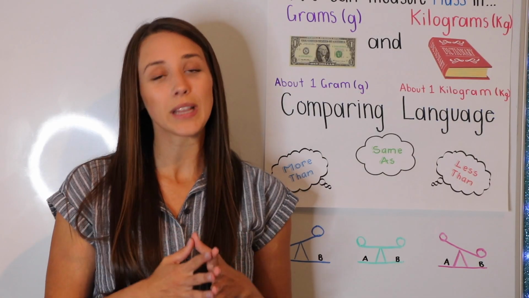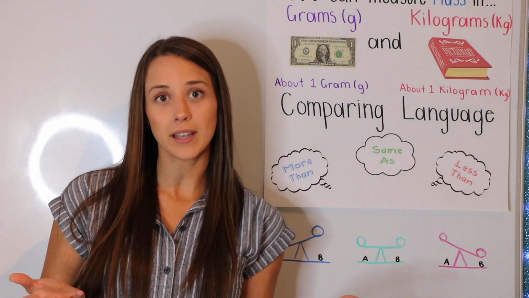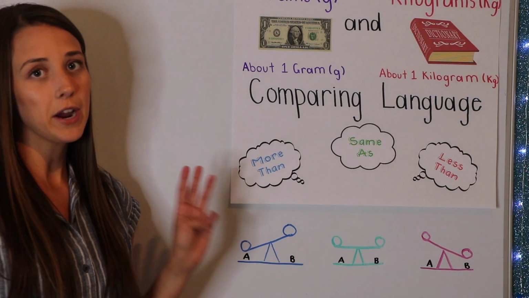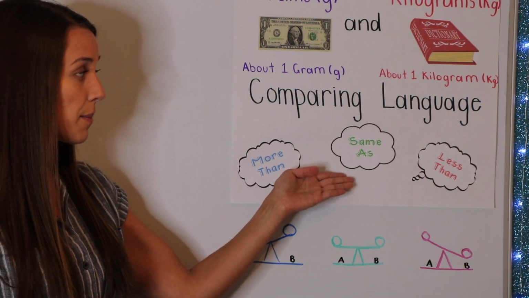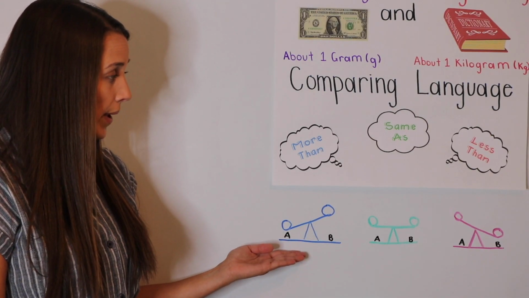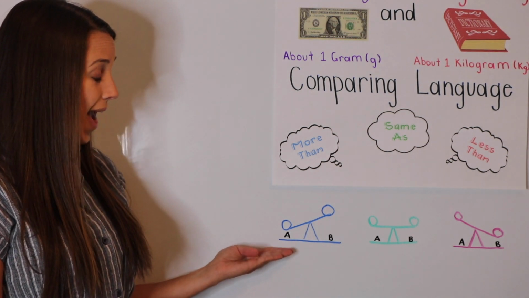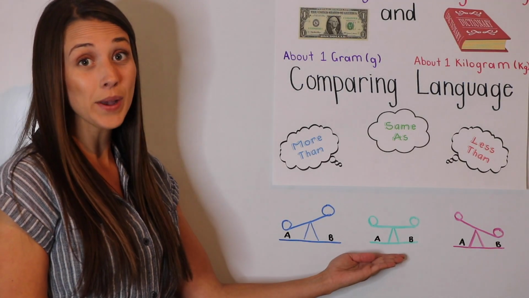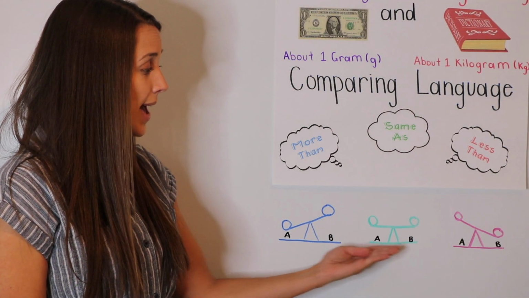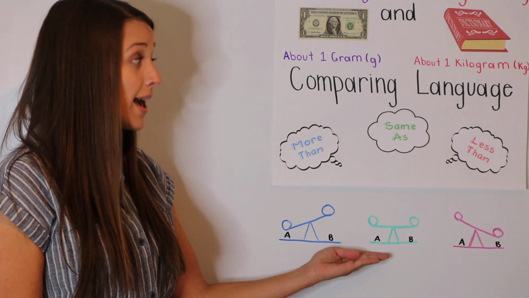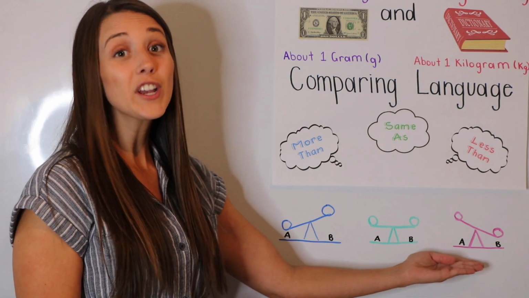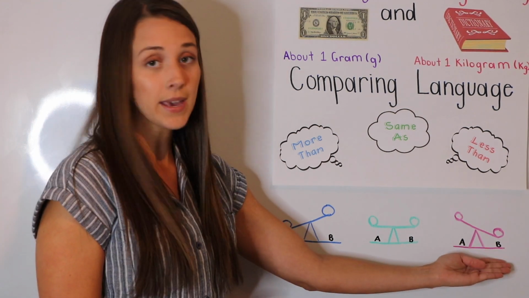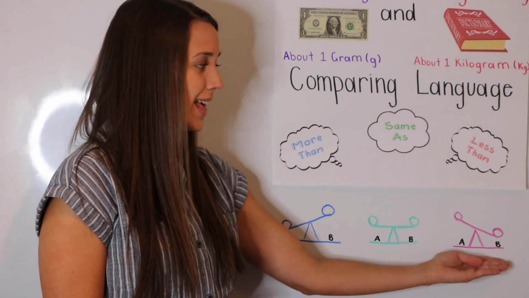Before we dive into our really fun activity, let's look at some comparing language that we are going to be using today. We are going to be using 3 comparing language terms: more than, same as, and less than. When we're looking at my drawings, we can see that the mass of A is more than the mass of B. When we're looking at my second drawing, we could see that A and B have the same mass, or A has the same mass as B. And when we're looking at my third drawing, we could see that A is less than B. So A's mass is less than B's mass.